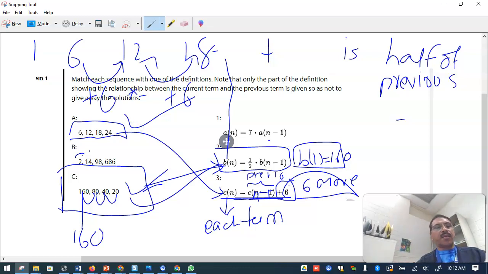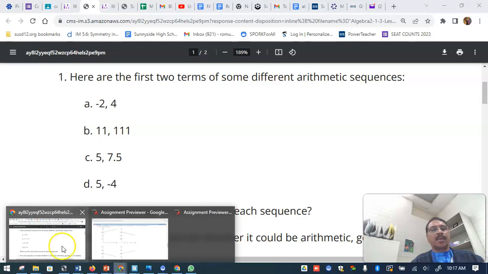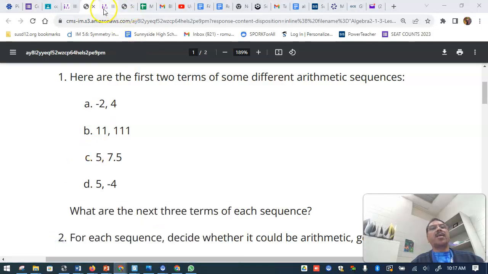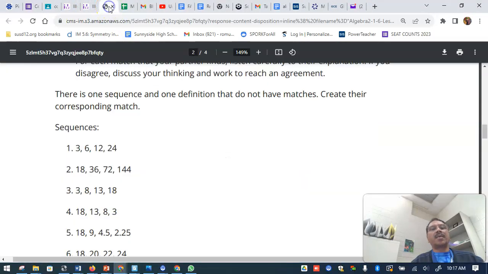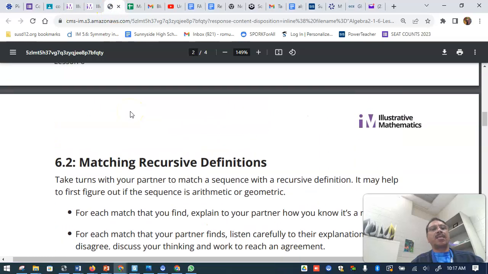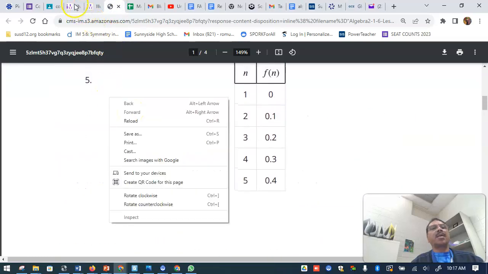Let's move to the second question. Okay, the second question, I think I opened the wrong one. Here is the question. Let me open it again one more time.